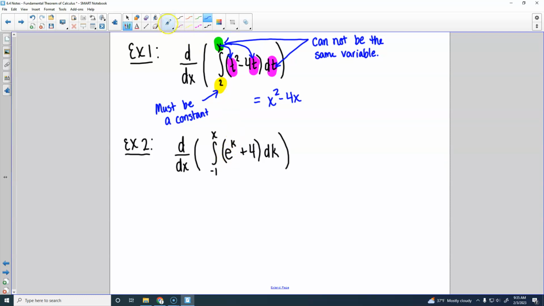The only thing that we got to do, so for this next one, the only thing we got to do is where I've got the x right here, this dk right here, I'm replacing this k, because that's the variable that I'm taking the derivative with respect to. I'm replacing it with whatever variable I have here. So my answer here would be e to the x plus 4. There's going to be one more little twist. It's not huge, though.